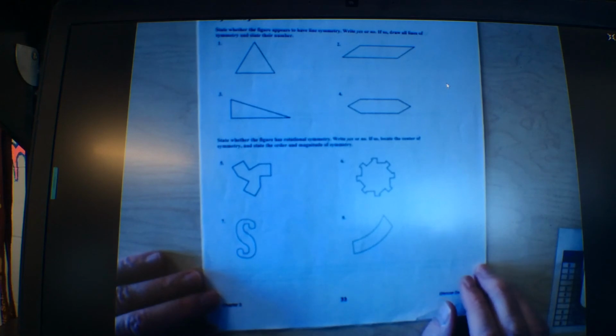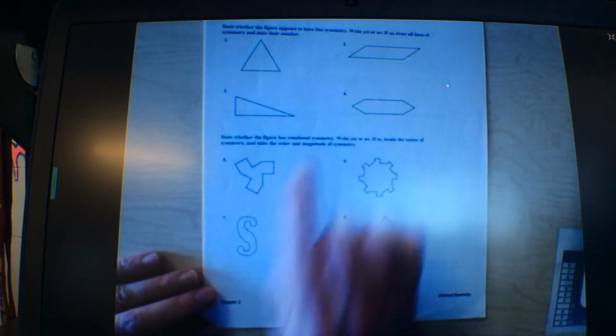You understand that, Tyra? Yeah. The magnitude is a degree. Okay, now you had a concerned look on your face earlier. What was that about? No, I understand.